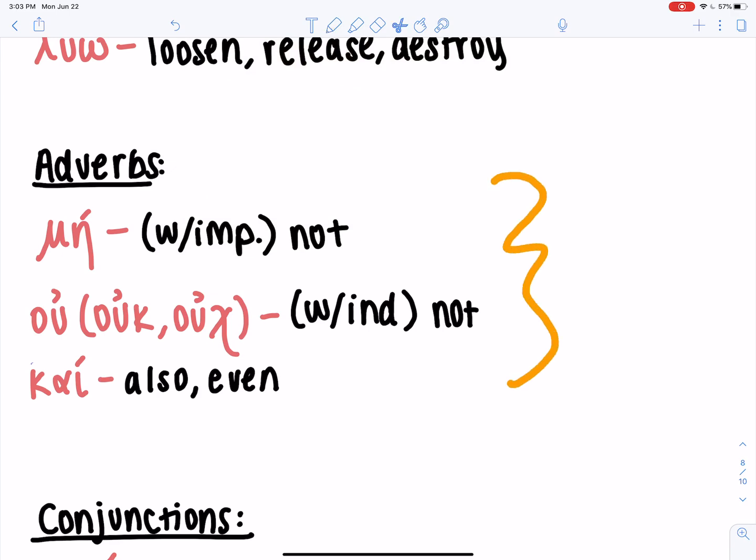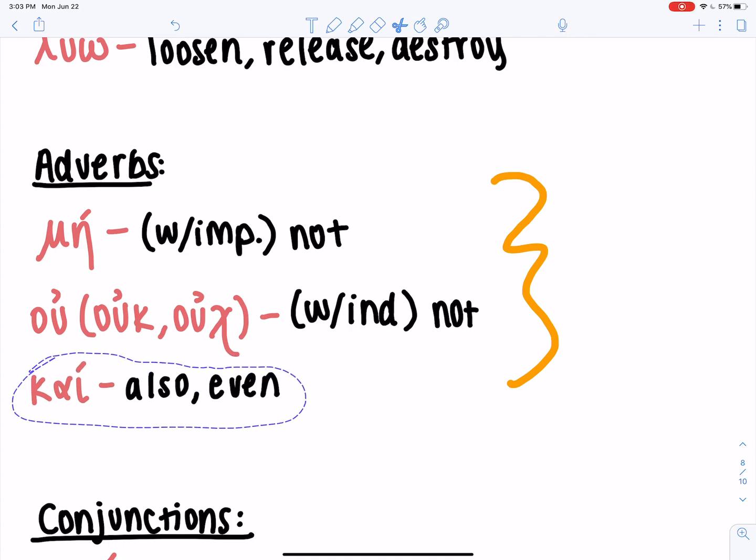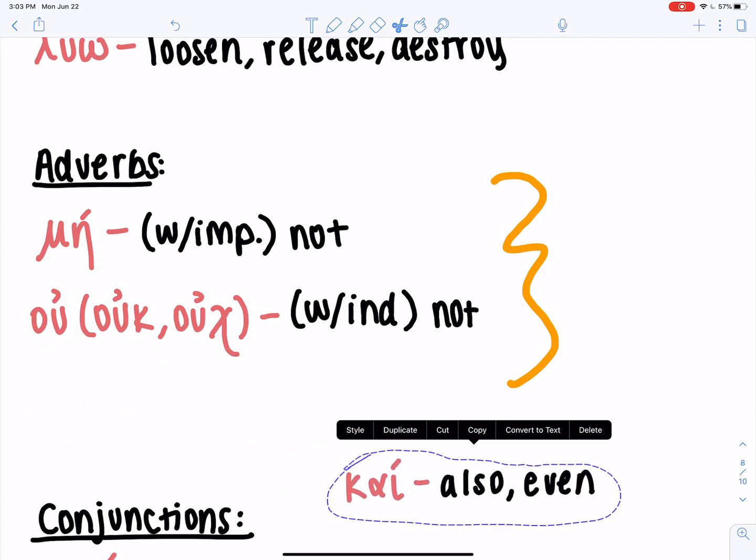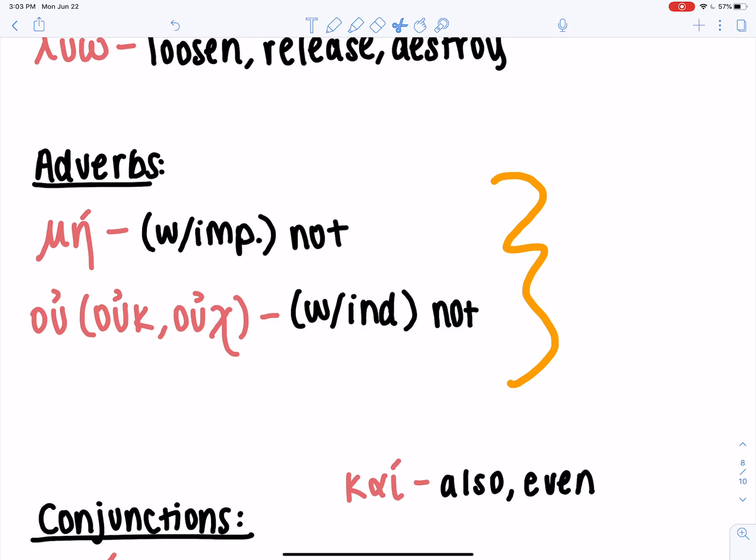not kai. Here. Okay, I'm just going to move this out of the way for now. But these, may and u, both mean not. But may is used with an imperative, and u is used with an indicative. So if you were to see may and then a verb that ends in ete, you would know that that verb has to be an imperative.